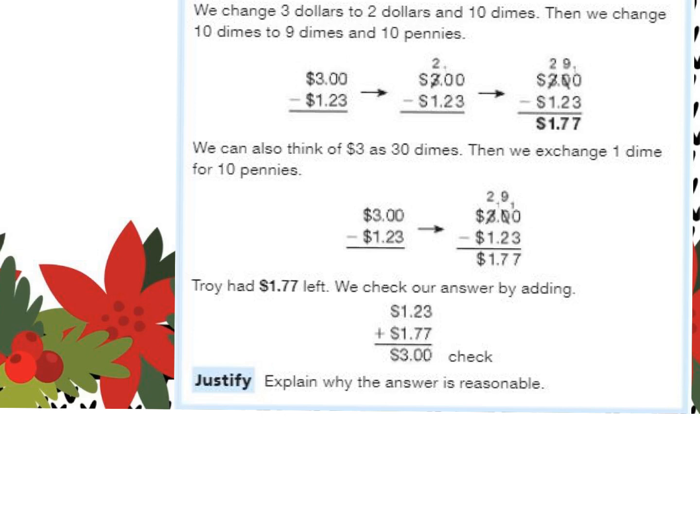Any questions so far? Y'all feel pretty good about subtracting with zeros?